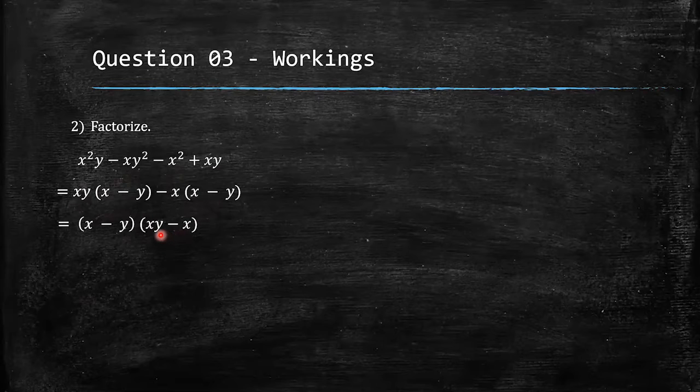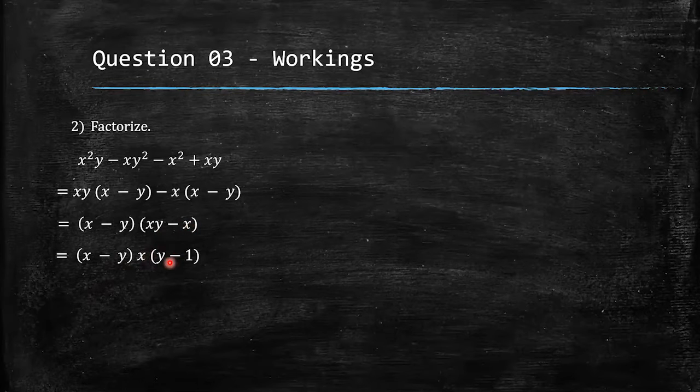Now, if you look at the second term, what has remained in our brackets, you can see xy minus x. So x is common in this term and this term. So you can take x out as well. So once you solve it, you can see x minus y. If you take x out, y will remain here and minus 1 remains here.